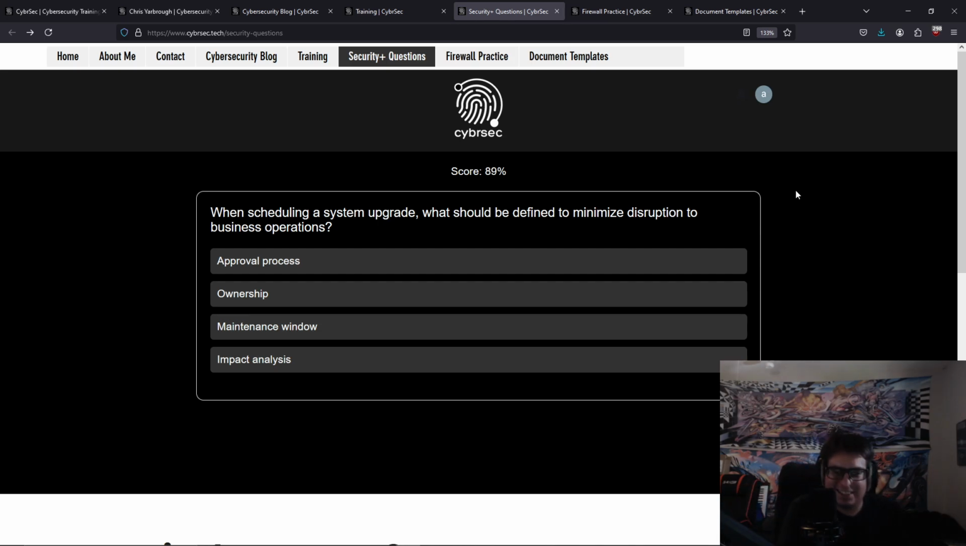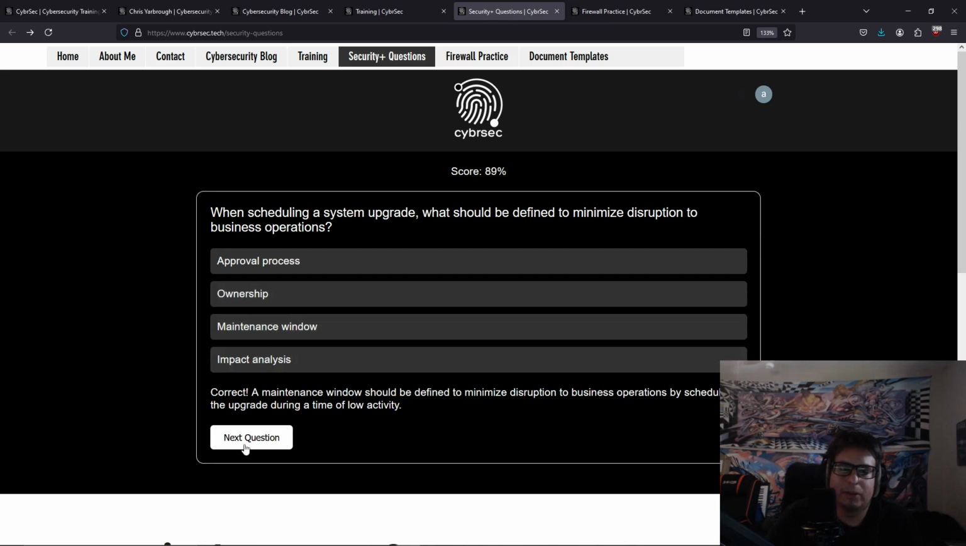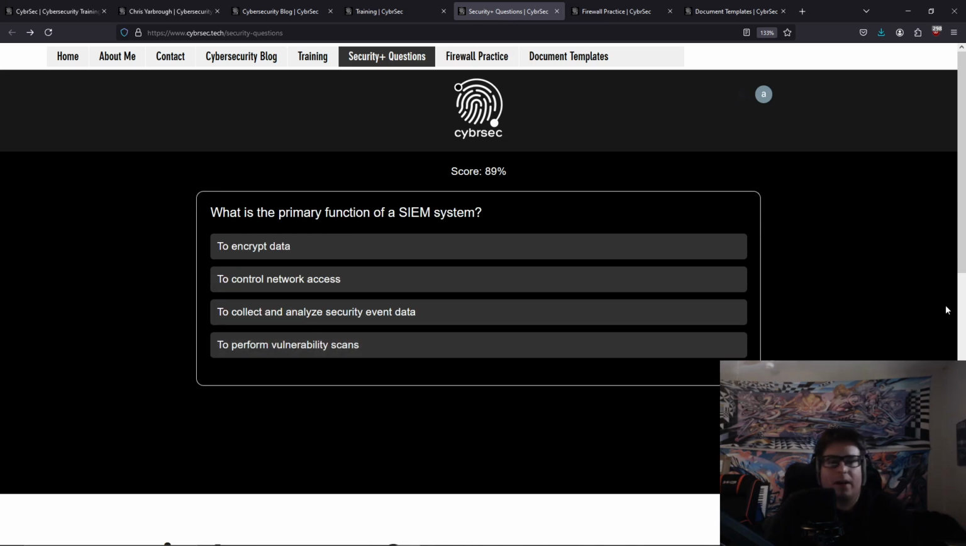When scheduling a system upgrade, what should be defined to minimize disruption to business operations? A maintenance window. Correct. What is the primary function of a SIEM? Security information and event management system. Is to collect and analyze security event data. Yep.